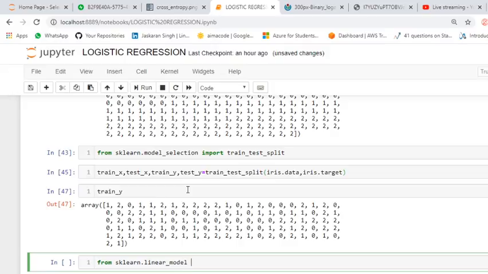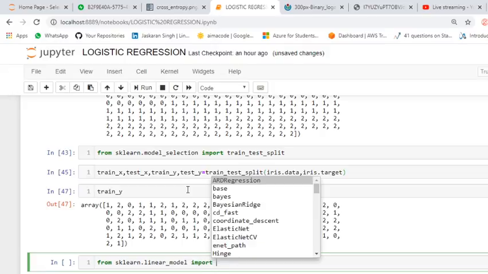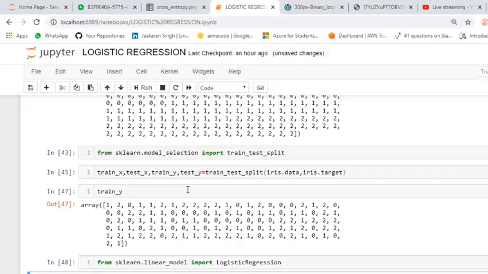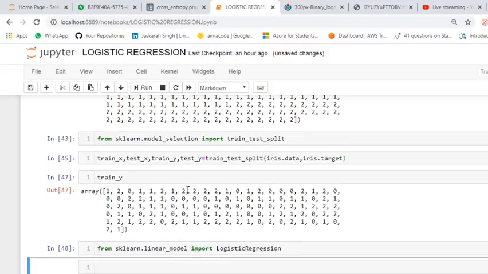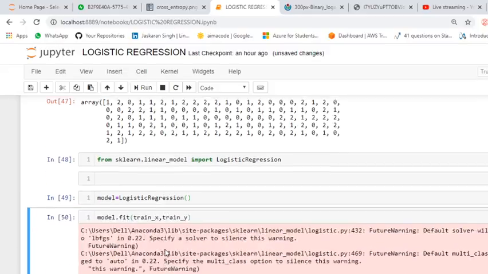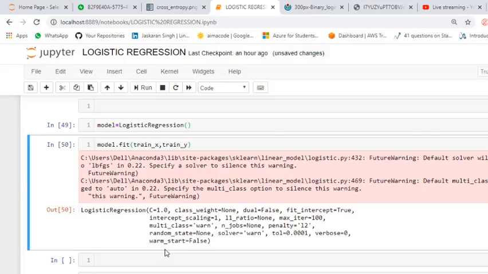All right. Import, let's say, logistic regression. So make a model, a class of logistic regression, and we're going to do model dot fit on train x and train y. So these are the values of the model.